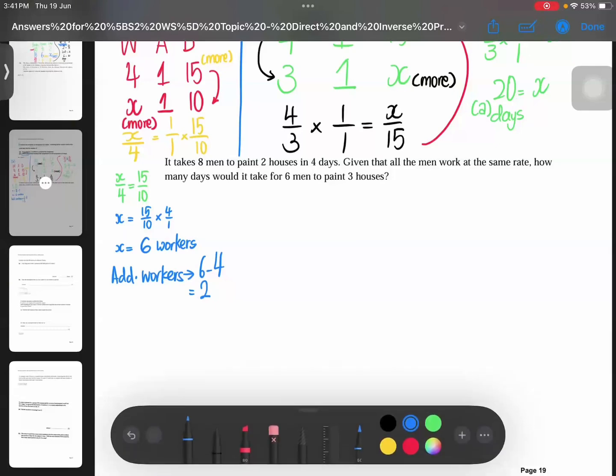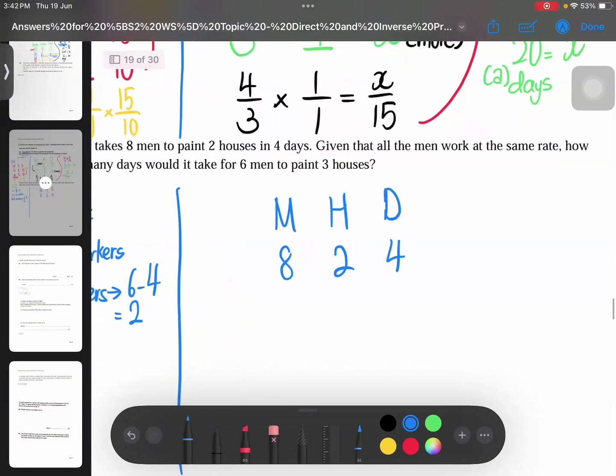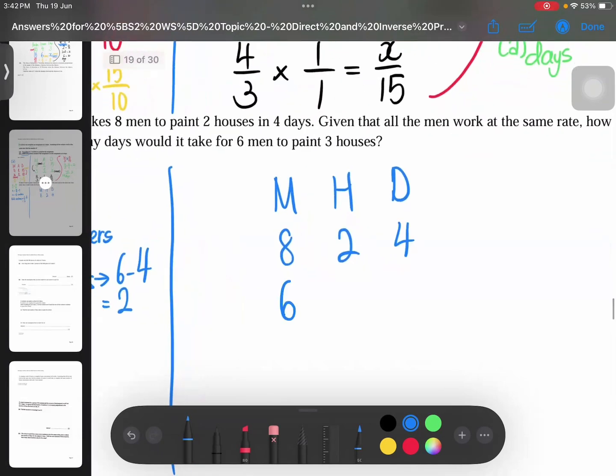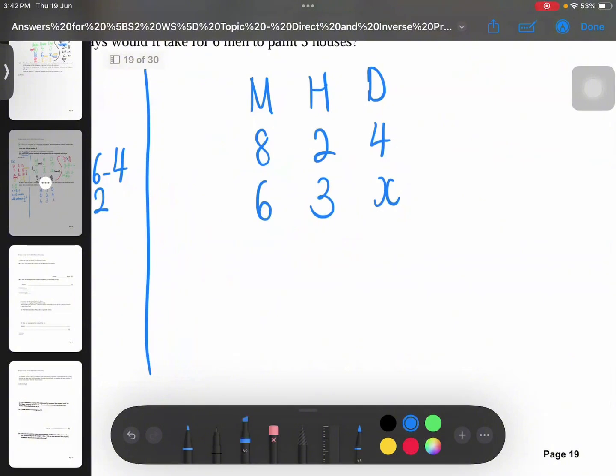In the next question, it says that it takes how many men? 8 men, houses, 2, right? Days, how many? 4, right? Given that all the men work at the same rate, how many days will it take for 6 men to paint 3 houses? So X is your days. Agree or disagree? So let's go one by one first, okay? I'm going to compare this to this. Everything has to be compared to days.